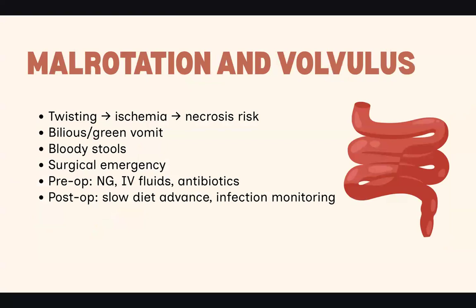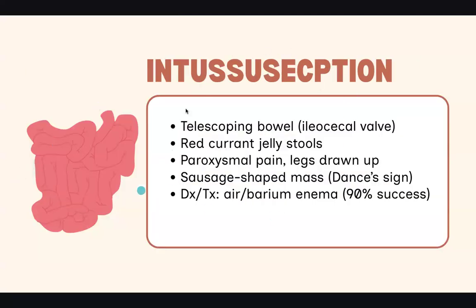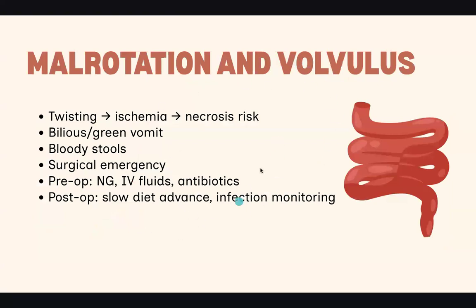Malrotation with volvulus is a serious obstructive disorder. So if we go back, intussusception is kind of a more common obstructive disorder. We see it pretty often, it's pretty easy to take care of, with a really high success rate with the enema. This one is much, much more intense, okay?